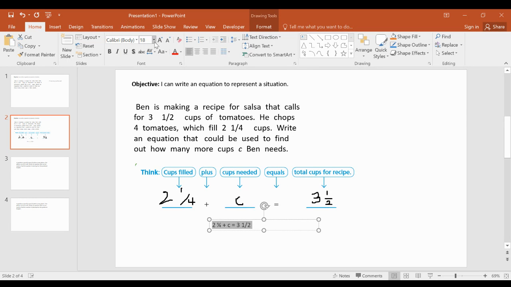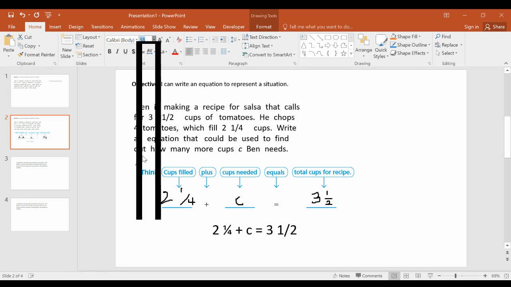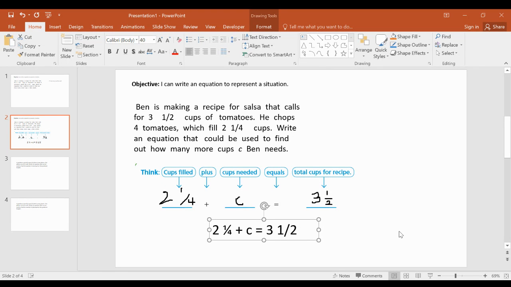Okay, let's just make this a little larger. There we go. Okay, so that's how we analyze a word problem to write an equation. Let's try one more.